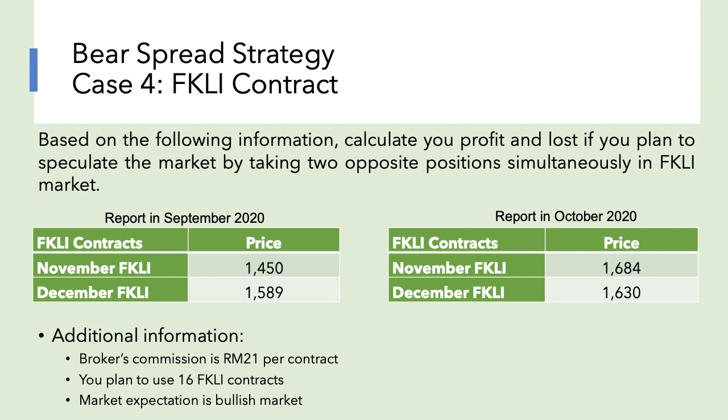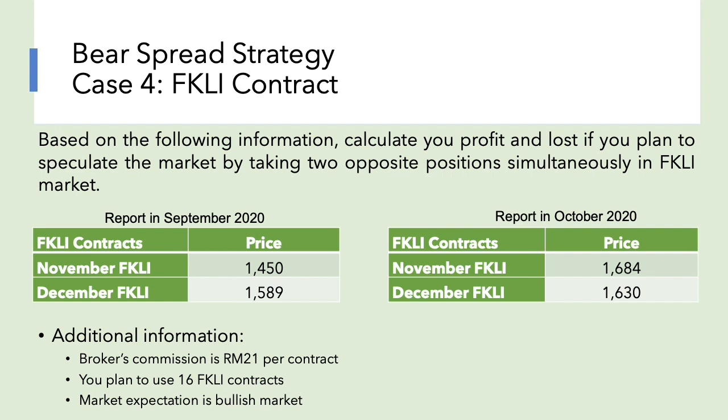So we have a report in September 2020. For November FKLI, the price is 1450, December FKLI price is 1589, and then we have a report in October 2020, November contract at 1684 and December FKLI at price 1630. Additional information, broker commission is RM21 per contract. You plan to use 16 FKLI contracts and you expect a bullish market.